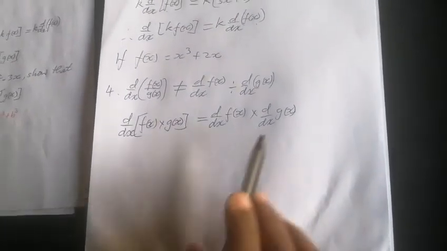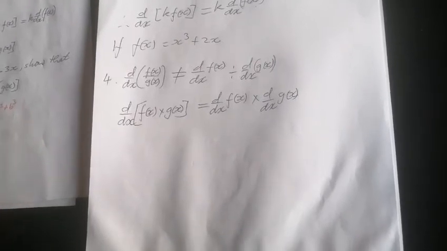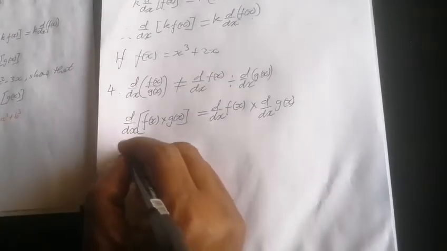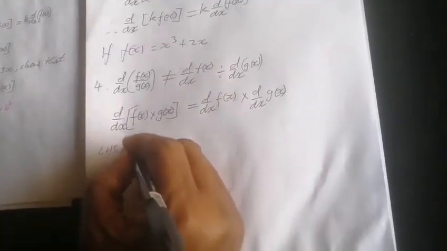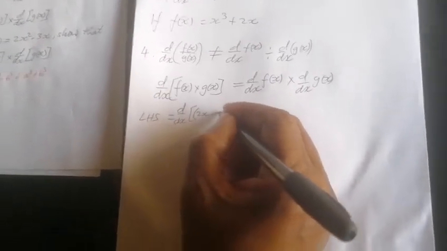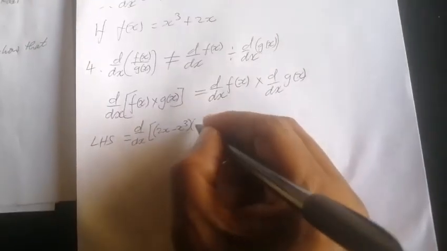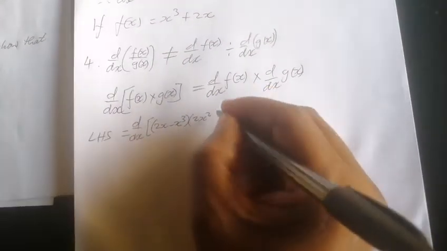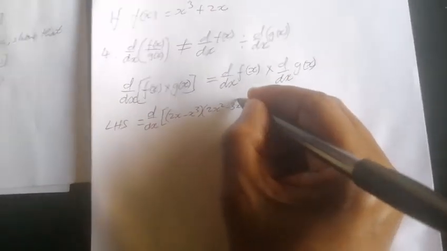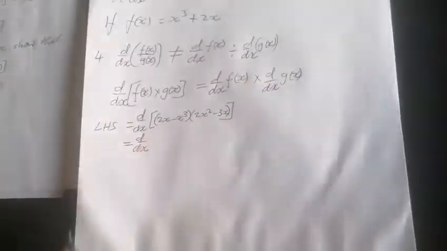Boys and girls, I want you to try this with any function of your choice, but I'm going to quickly do this one for only the multiplication. It is saying left hand side is equal to, we are finding d dx of the product of f of x, which is 2x minus x cubed, multiplied by g of x, which is 2x squared minus 3x. So all we are doing here is to expand before we do the derivation.